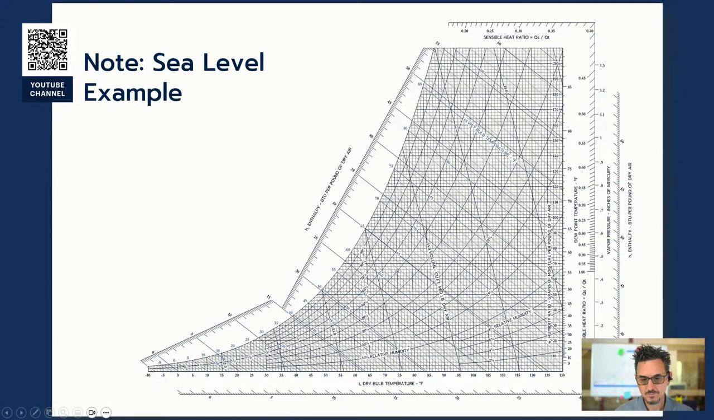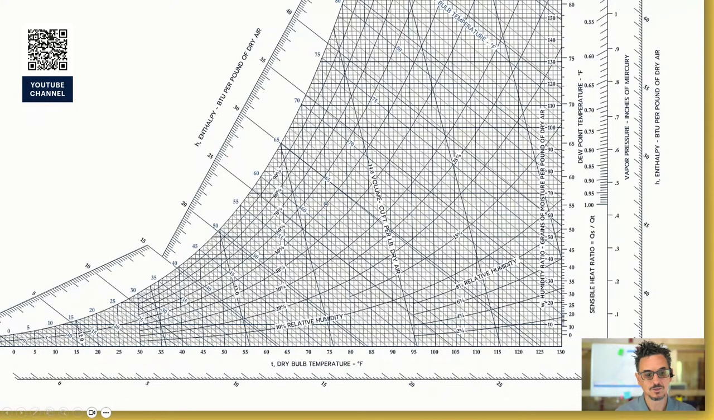Okay, I will point out too that the chart we're using is at sea level, and if you're not at sea level, you need to use a different chart. Different things happen when the density of air is much less. If you're at 500,000 feet and it's not a critical application, it's probably not that big of a deal. If you're in Denver, Colorado, and you're working on a pharmaceutical facility that needs a -40 degree dew point, it's a major deal. So make sure you don't make those mistakes.